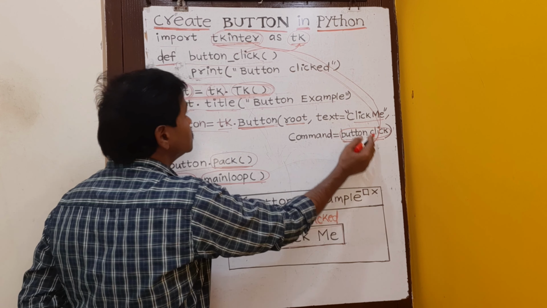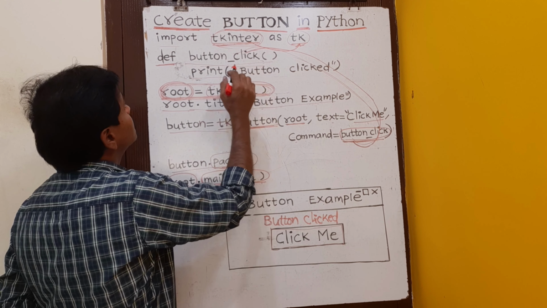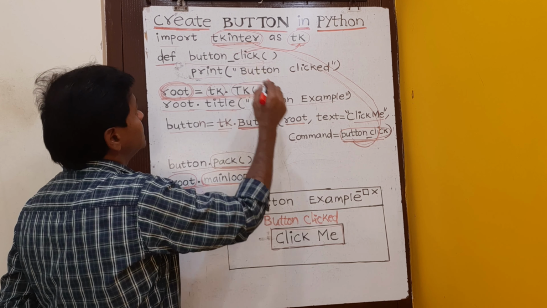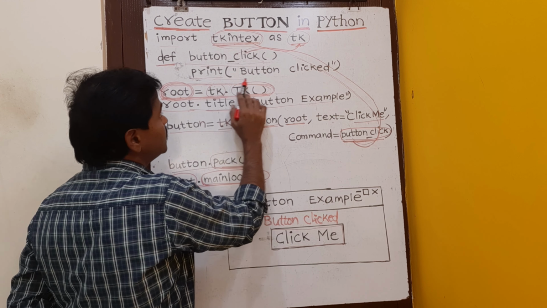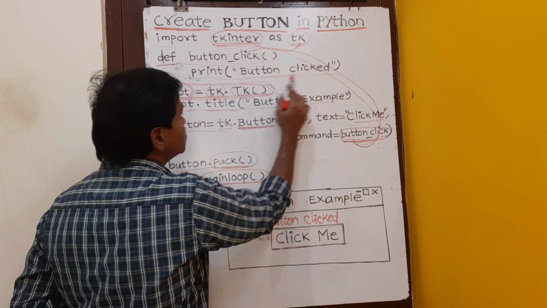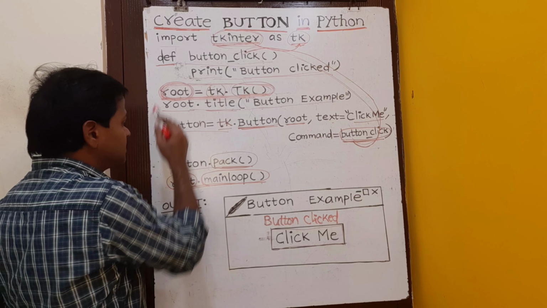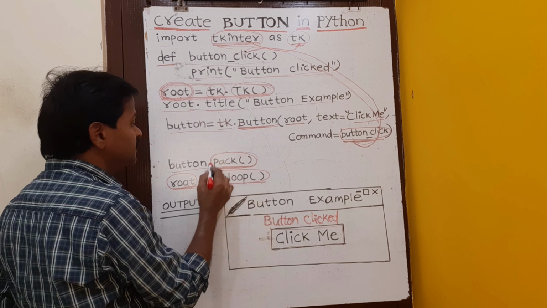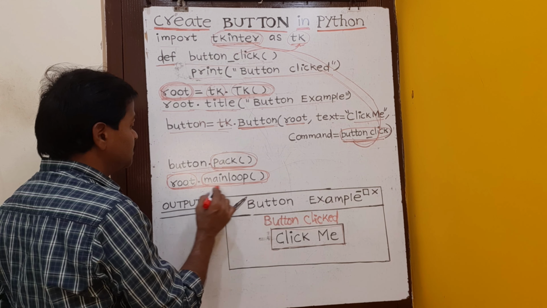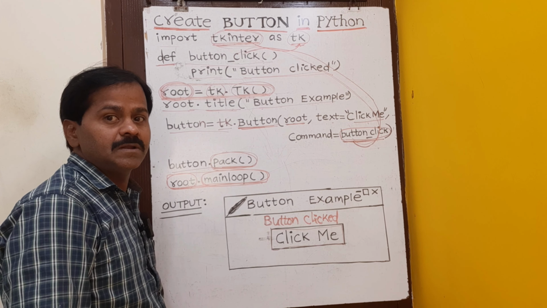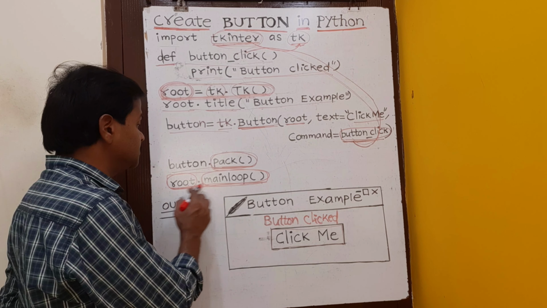This is the declared method. Here the button action or event is button clicked. Whenever I click, button clicked will be displayed. After that, we pack the button on the application window. Next, root dot main loop. To run our application, we use this statement. Our application will run infinitely. For that purpose, we use root dot main loop.